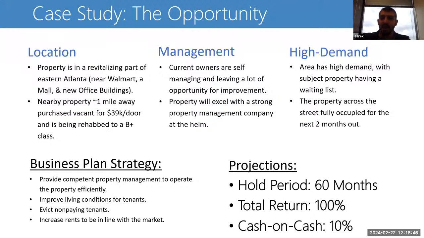So there was a property nearby, a similar property, a comp, if you will, to what we were purchasing, and it was purchased vacant at $39 a door. It was being rehabbed to be changed from what was really a C or even a D class property, because it was vacant, to becoming a B class property. So a lot of funds going into the area to improve it and make it much better.